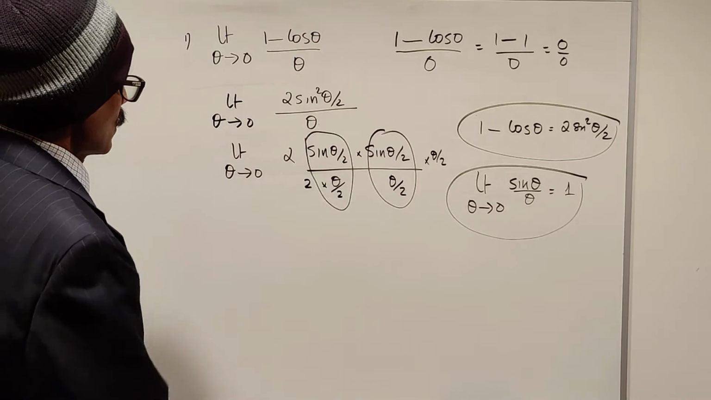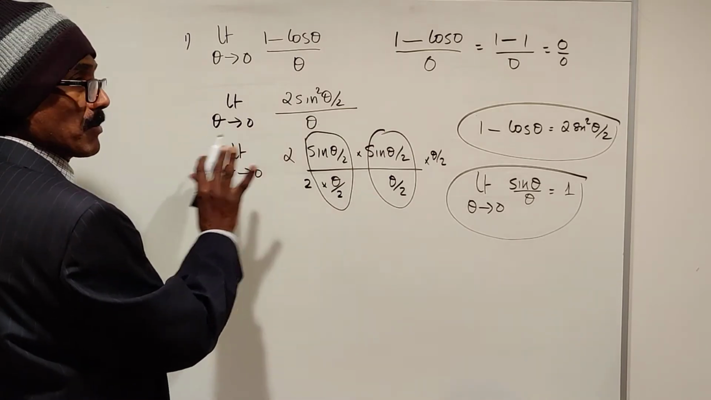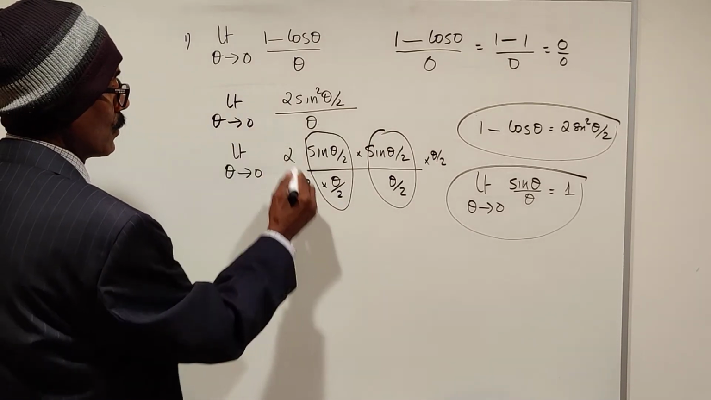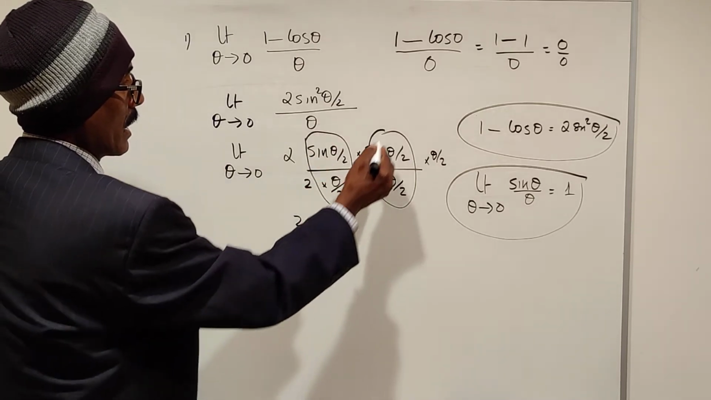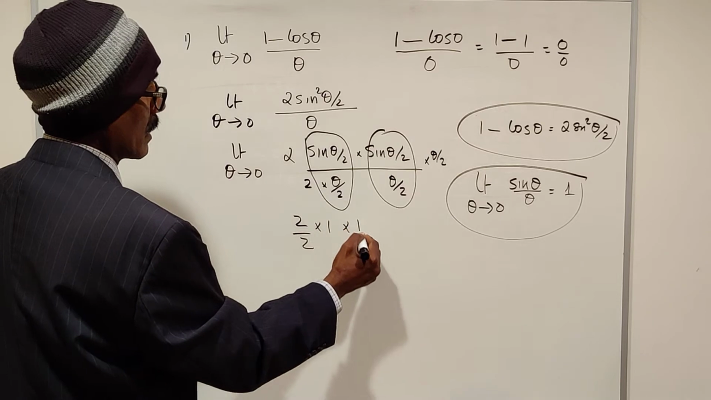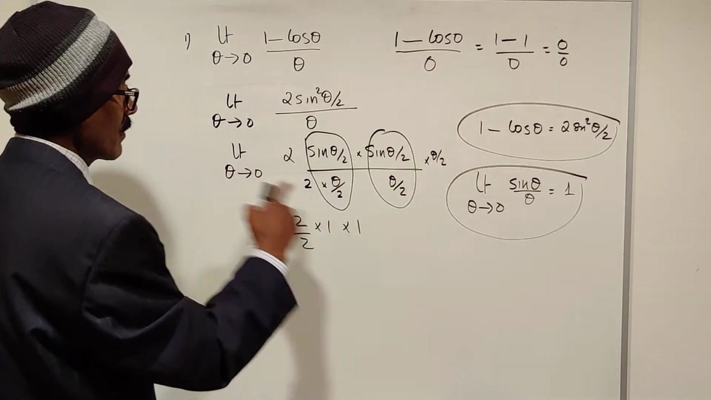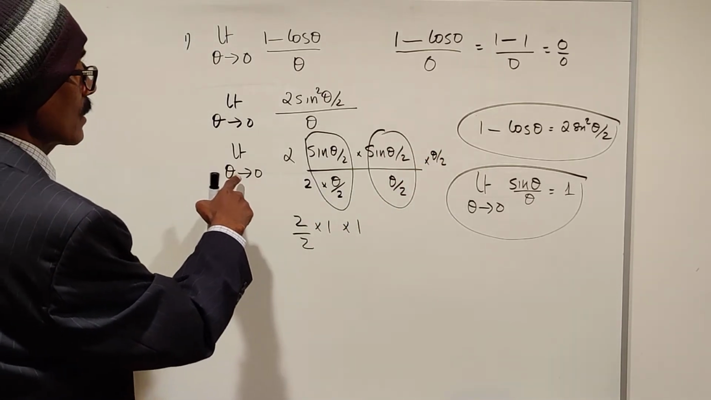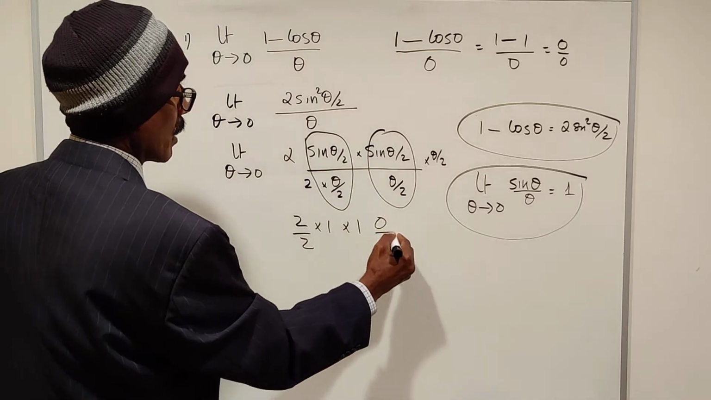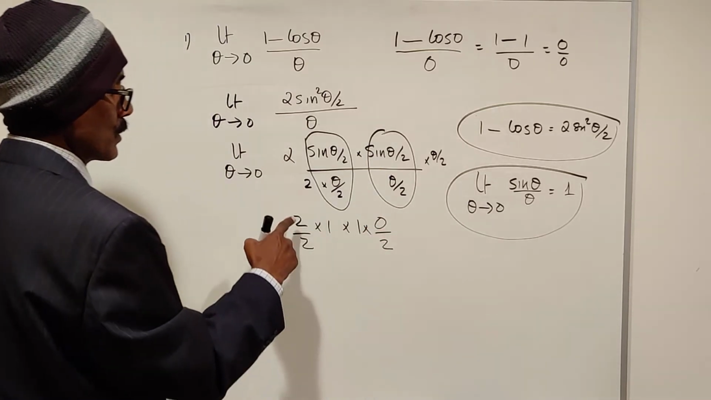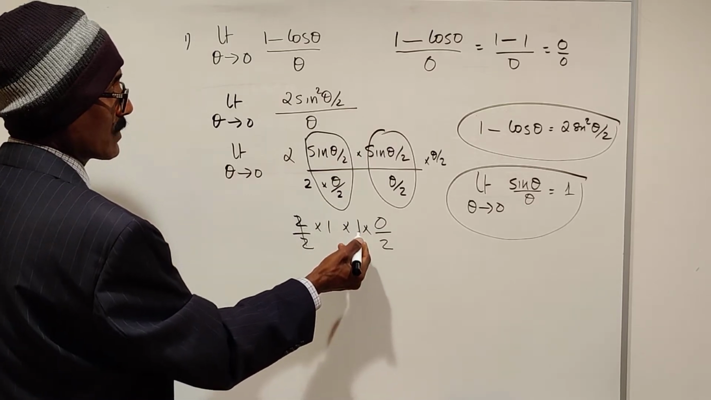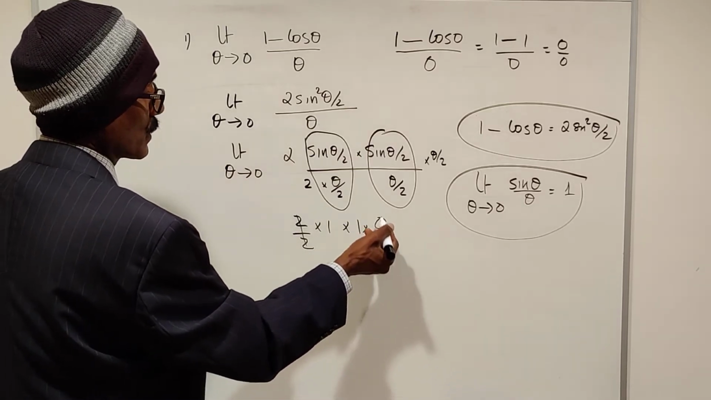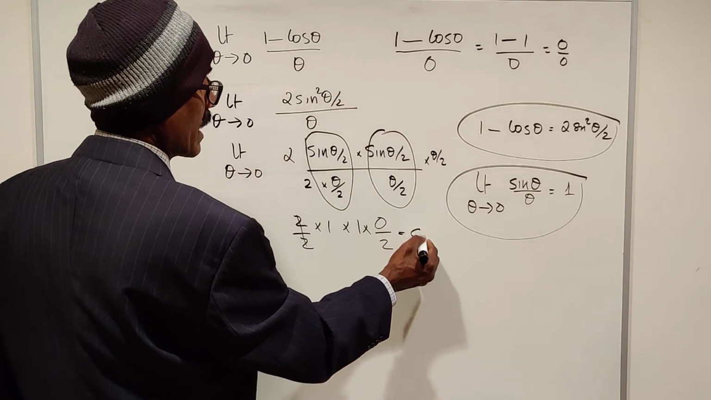1. So right now, just applying the limits, 2 by 2, this is 1, and this is also 1, and times theta by 2. What is theta? Theta is 0, so 0 by 2. 2 divided by 2 is 1. 1 times 1 times 1 is 1. 1 times 0 is 0. 0 divided by 2 is 0. The answer is 0.